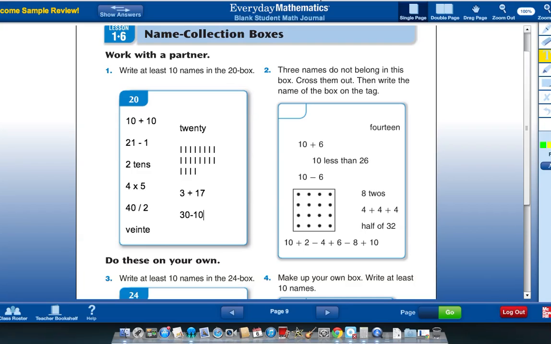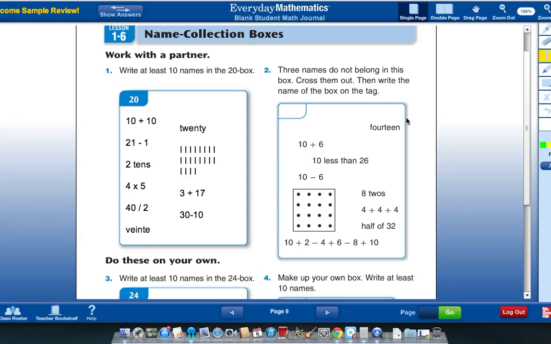Okay? Number 2 box. It's kind of a different puzzle for you, but still the same idea. It says 3 names do not belong in this box. Cross them out. Then you're going to write the name of the box on the tag. So you're going to have to go through all of these, and we'll do it together quick, because it's a clue to what the little number should be in the tag here, okay? So let's look through this one together.